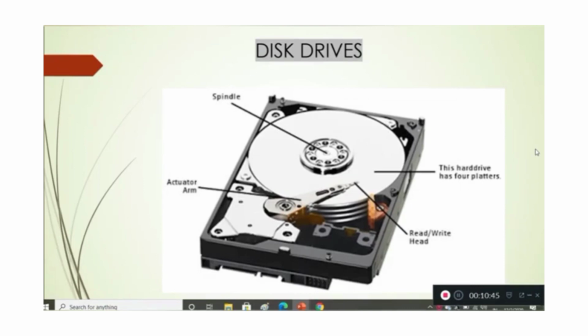All the information that you save on your computer is stored on the hard disk drive, that is HDD. An HDD consists of one or many flat circular discs called platters. It is on these platters that data is recorded. These platters are usually made of aluminium alloy or glass and are coated with a thin layer of magnetic material.